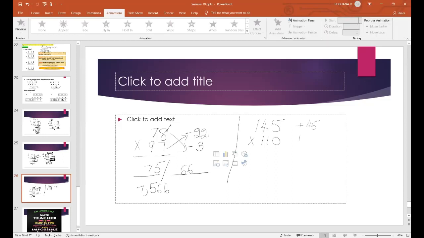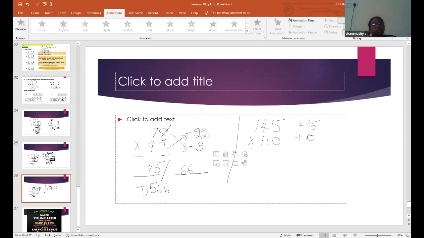Is it above base or below base? Above base, ma'am. Sure, it is above base. My base is 100.